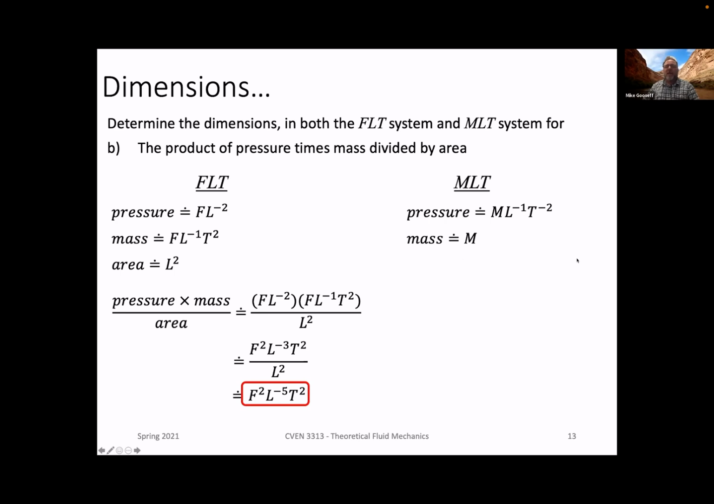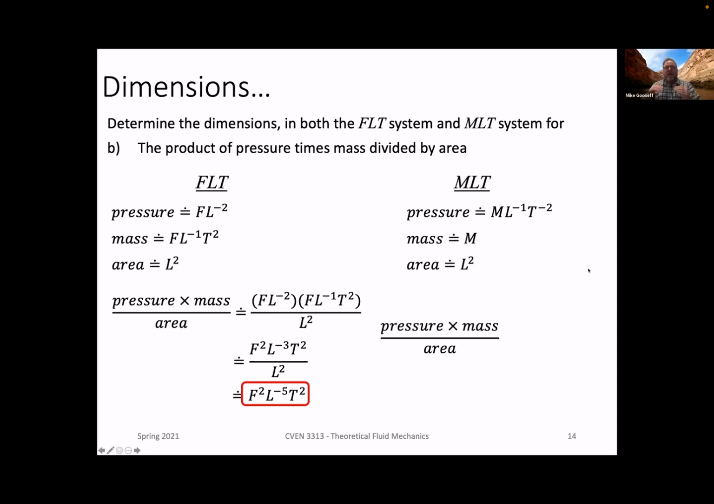Mass is just m, and then area is L squared. So it just depends whether you want to work with this in terms of mass and this a little bit messier, or this very simple and this a little bit messier. But either way, they should all work out, just a little bit tedious, perhaps.